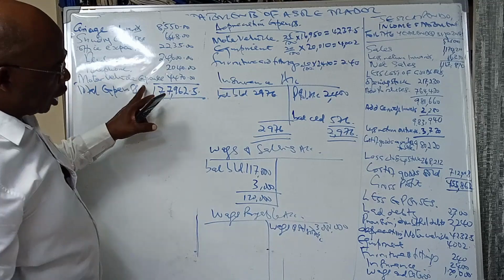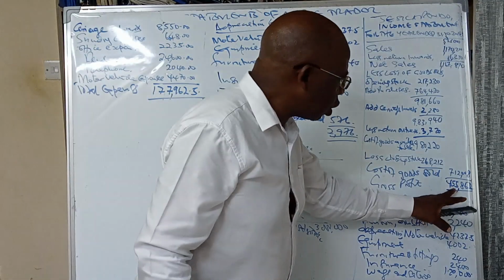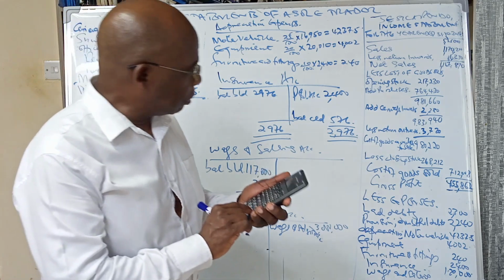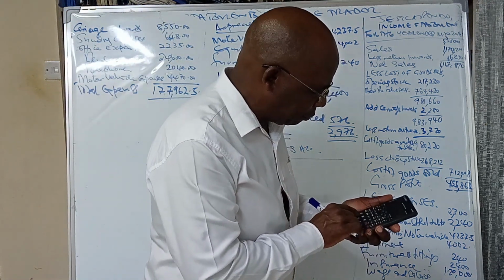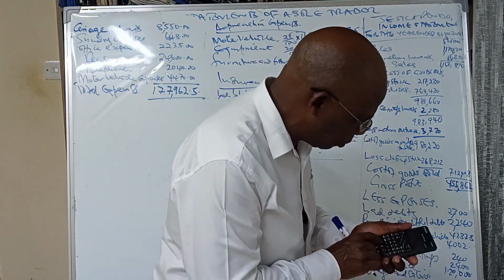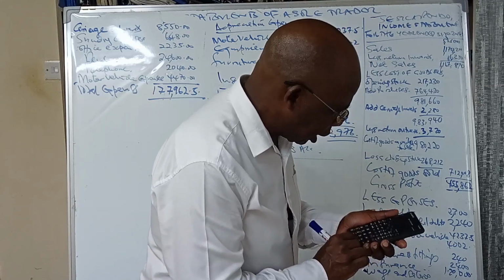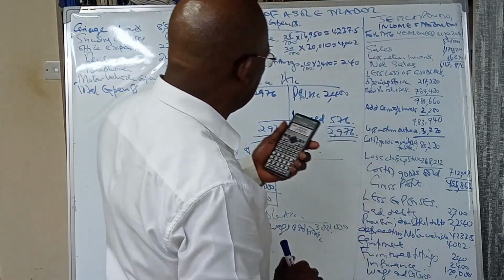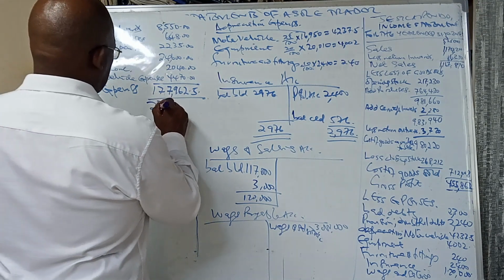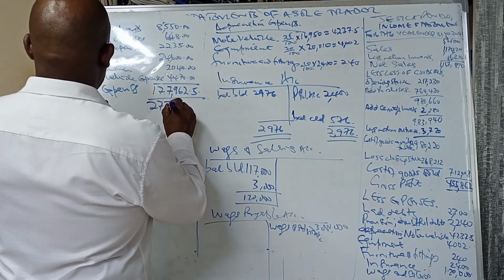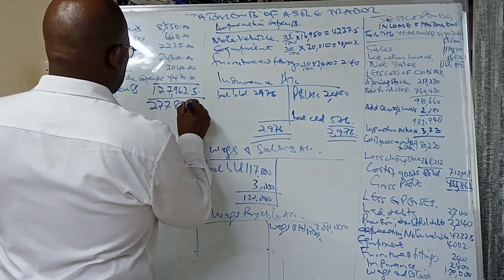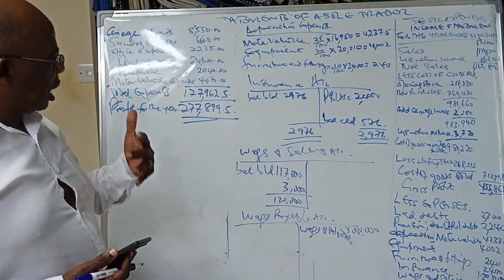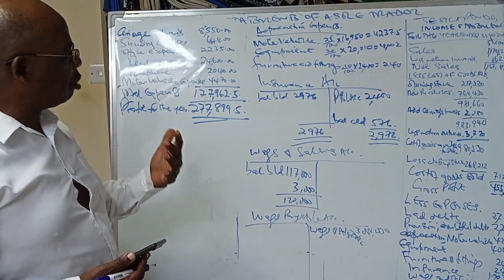Now, you get your total expenses, you subtract from the gross profit to get the profit for the year. You subtract from 455,862, you get 277,899.5.